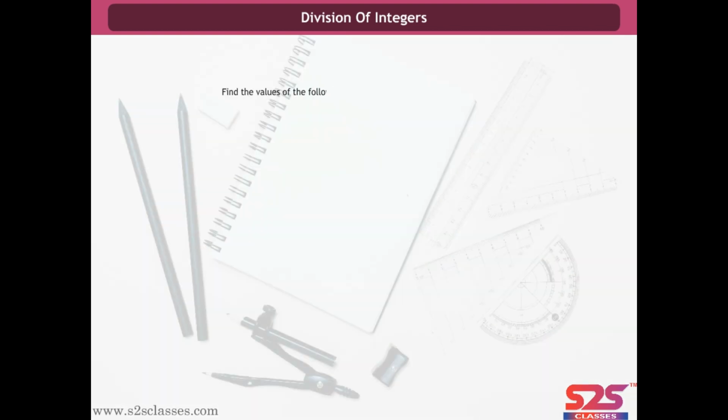Find the values of the following expressions. 26 divided by 13, -44 divided by 11, 36 divided by -2, -28 divided by -4. 23 plus (-7) divided by 8. 48 divided by -6 minus (+2).